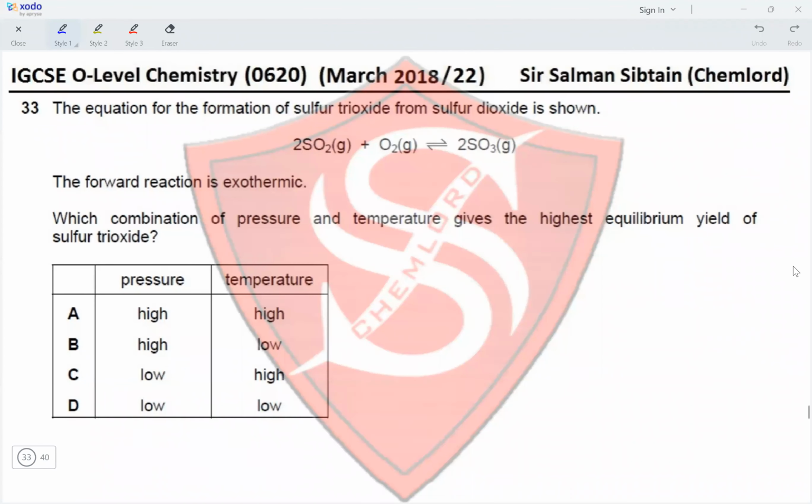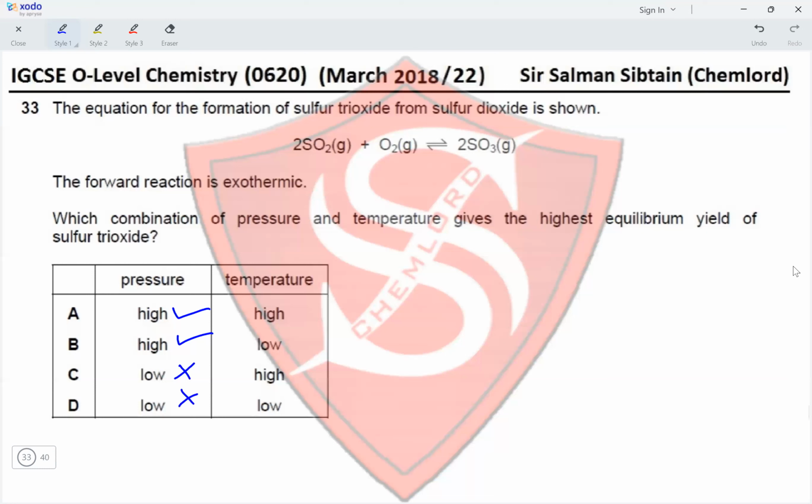Question 33. The equation for the formation of sulfur trioxide from sulfur dioxide is shown. The forward reaction is exothermic. Which combination of pressure and temperature gives the highest equilibrium yield of sulfur trioxide? So forward reaction needs to be favored. So the pressure, there are 3 moles of reactants and 2 moles of product. An increase in pressure favors the side with the lesser number of moles. So a high pressure would favor the formation of SO3, eliminating options C and D.